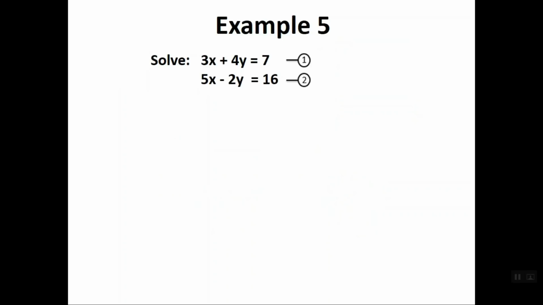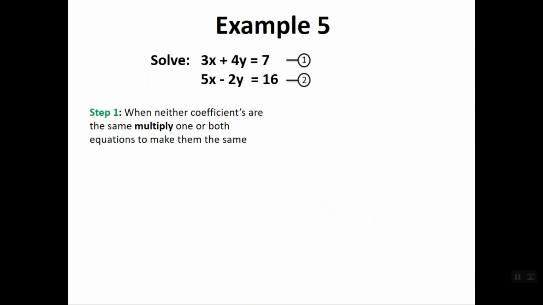So again, as we mentioned in the previous example, our first step is that when neither coefficients are the same, we multiply one or both equations to make them the same. So what I'm going to do is multiply equation 2 by 2. If I do that, you would agree that having that 2y there and multiplying it by 2, I would get 4y, which would make the coefficient of the y the same, and that's my aim anyway. So let's do equation 2, just multiply it by 2.